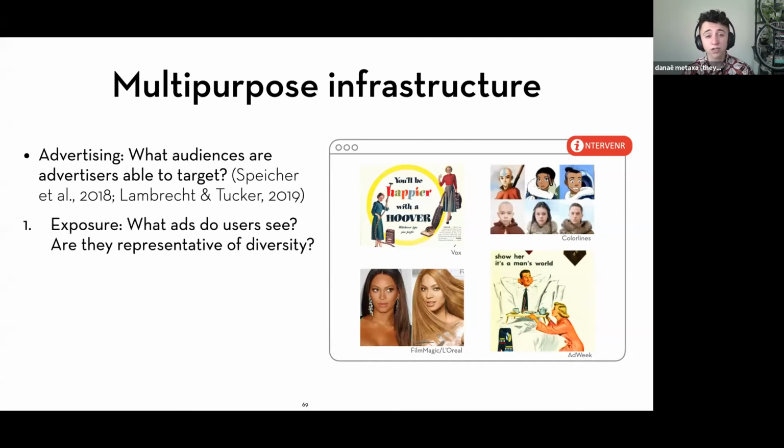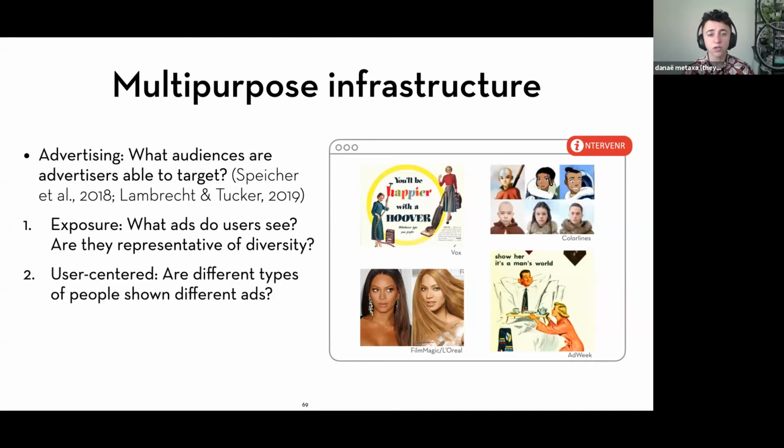First, on exposure, Intervenor can collect all the ads that people see in browser and get a full picture of the content of those ads. So for instance, we can look at things like the distribution of gender and skin tone in ads and ask whether these are representative of diversity.